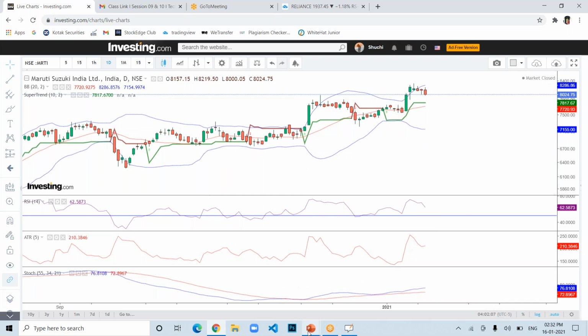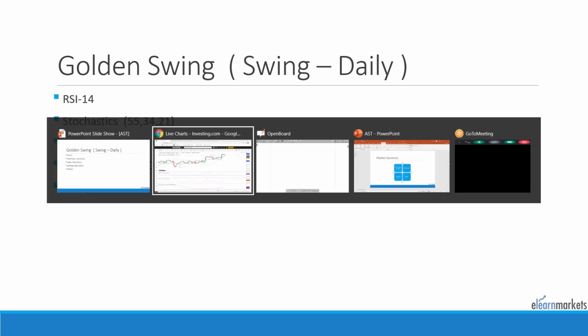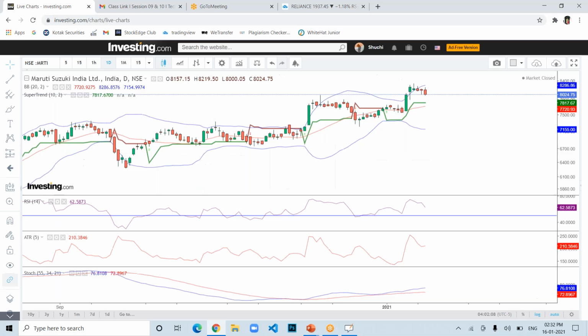So this is what I have plotted. You can just check: it's RSI 14, stochastic 55, 34, 21, super trend 10/2, Bollinger Band 22, and ATR 5. This is how I have plotted it, and you can save this template, the golden swing strategy. Till here, is this clear?